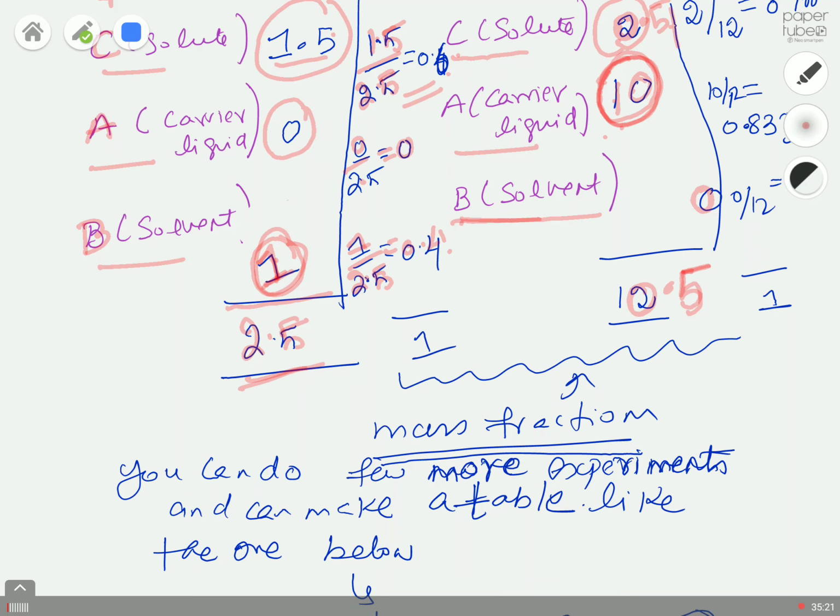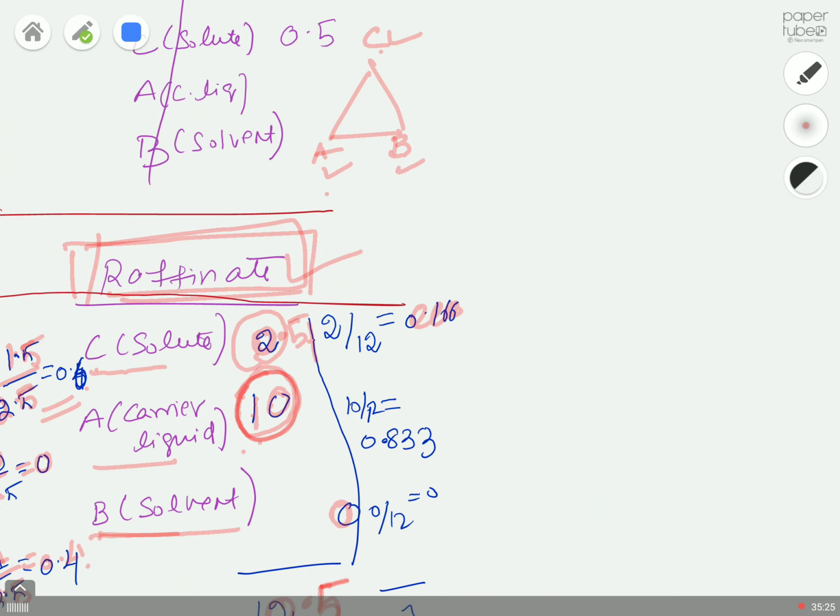In the raffinate, these values are wrong, you must calculate yourself. So you should put 0.5 divided by 10.5, whatever the value is, take that number, and this one, 10 divided by 10.5, whatever number you get. So that will be the weight fraction of your solute in your raffinate, and then this will be the weight fraction of your carrier liquid in the raffinate, and obviously the weight fraction of solvent in the raffinate, 0 by 10.5, is 0. So normally this is a very good system.